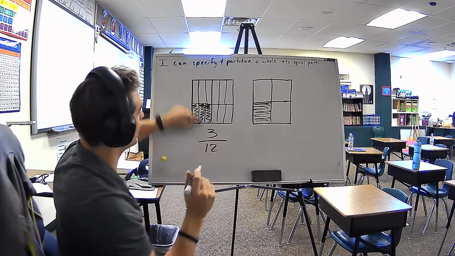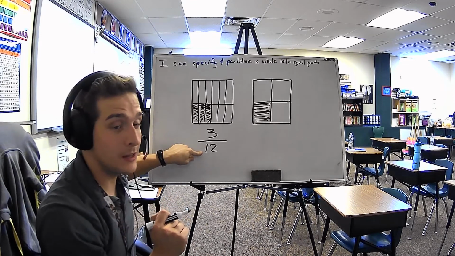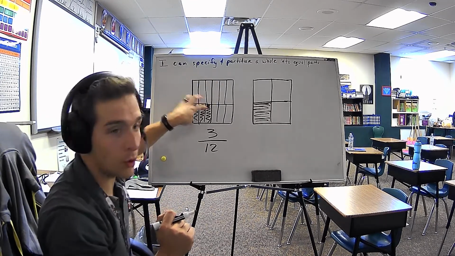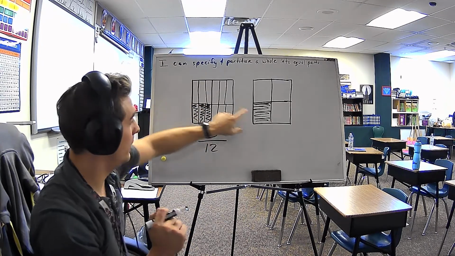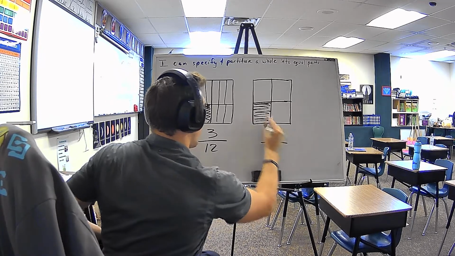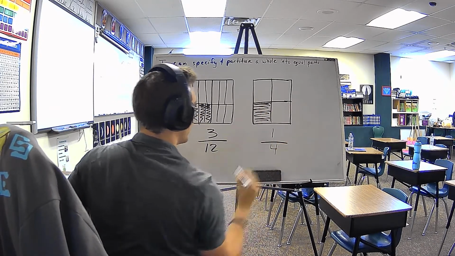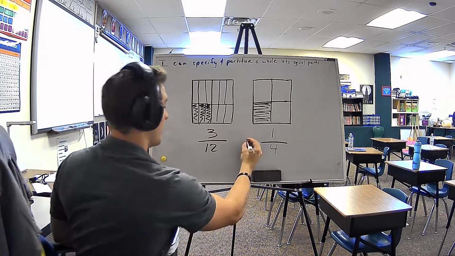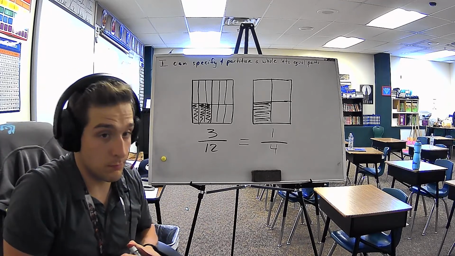Remember, the 3 is how many I've shaded in, how many I'm talking about, so 3. And at the bottom, the denominator is how many total pieces it takes to make that whole. So down here it's 12. Over here, I have 1 filled in, and I have 1, 2, 3, 4 total pieces for my denominator. So, believe it or not, 3/12 is equal to 1/4.